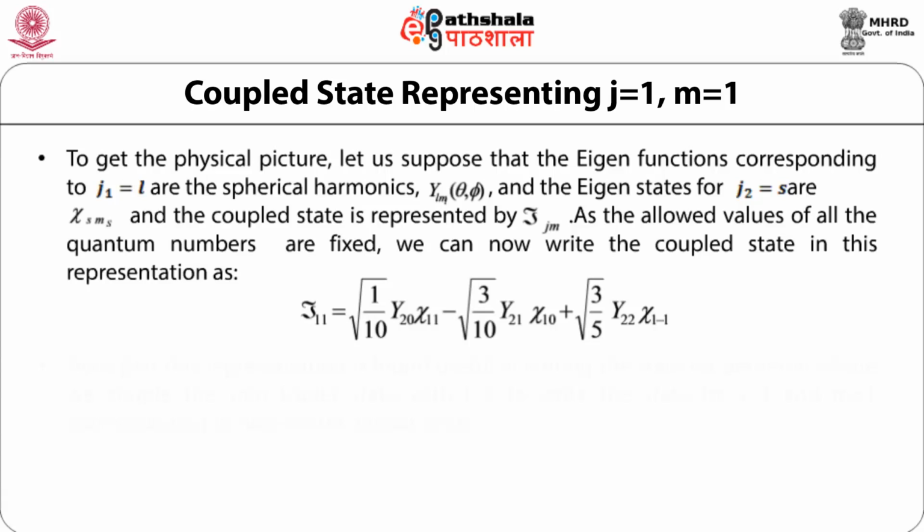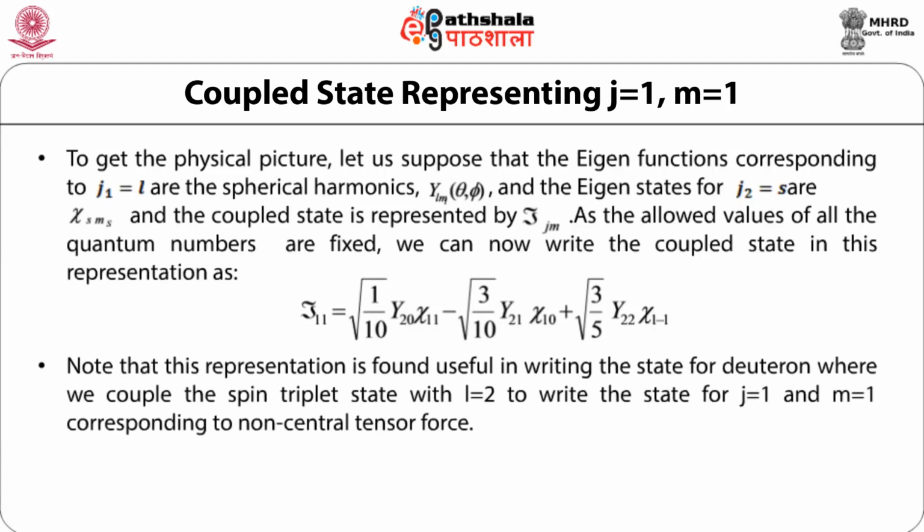equal to 1 and M equal to 1, is given as under root 1 by 10 times Y20 xi 11 minus under root 3 by 10 times Y21 xi 10 plus under root 3 by 5 times Y22 xi 1 minus 1, where the subscripts occurring in the spherical harmonics represent the orbital angular momentum L and the magnetic quantum number ml, whereas the subscripts occurring for the spin part in xi represent the spin angular momentum s and the spin magnetic quantum number ms, and the coefficients that we have got over here for the spherical harmonics and the spin term are the Clebsch-Gordan coefficients that we had evaluated above.